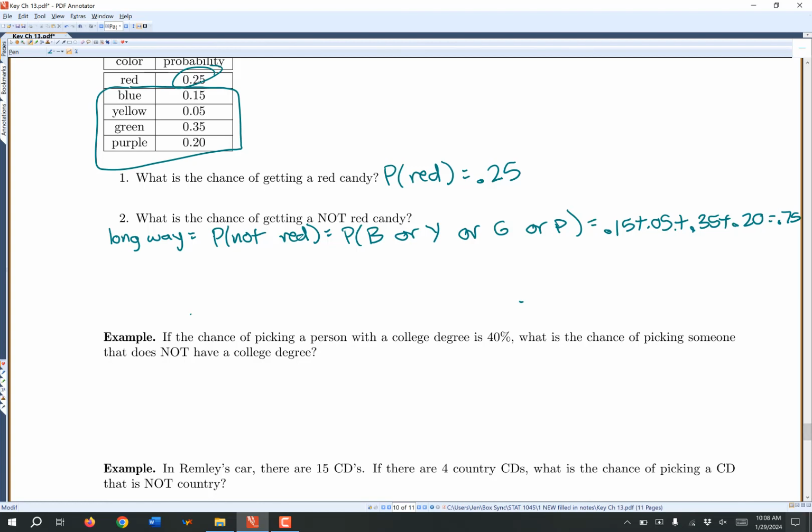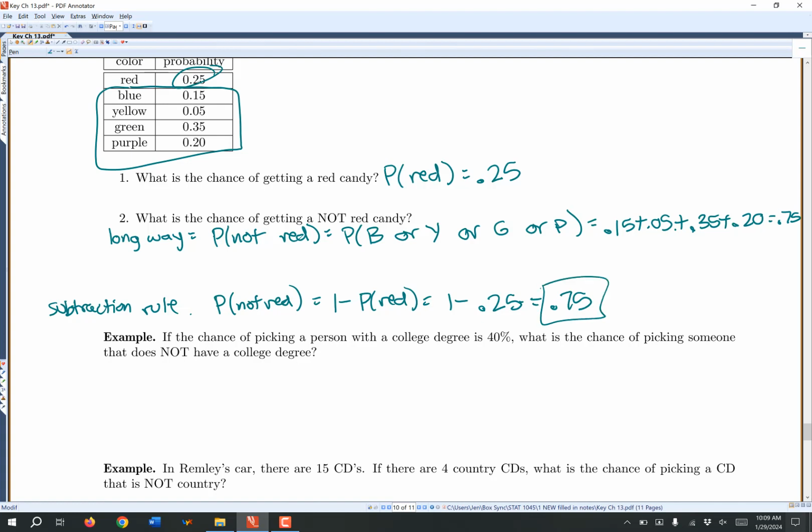Let's try our shortcut, the subtraction rule, which says everything has to add up to 1. So the probability of not red, the opposite of red, is 1 minus the probability of red. So 1 minus 0.25 tells me it's 0.75. Much faster and easier to do, especially if you have a more complicated problem.